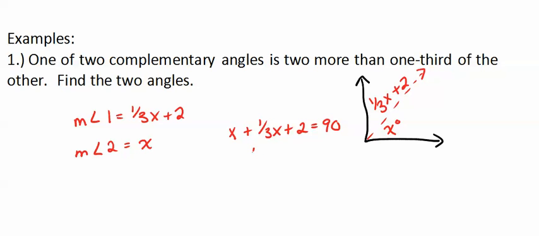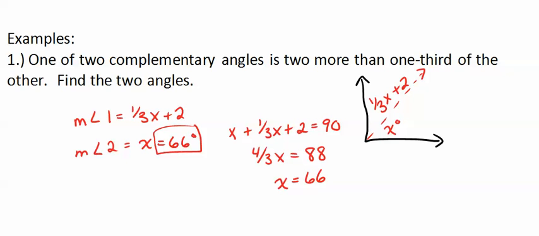And then from there, it's an algebraic equation. X plus 1/3 X will be 4/3 X. We'll subtract the 2. We'll multiply by the reciprocal and get 66. Since X is 66, that means the measure of angle 2 equals 66 degrees. Now, there are two ways you can go about finding the measure of angle 1. You can simply subtract from 90, or you can plug it in, which would be 24 degrees.